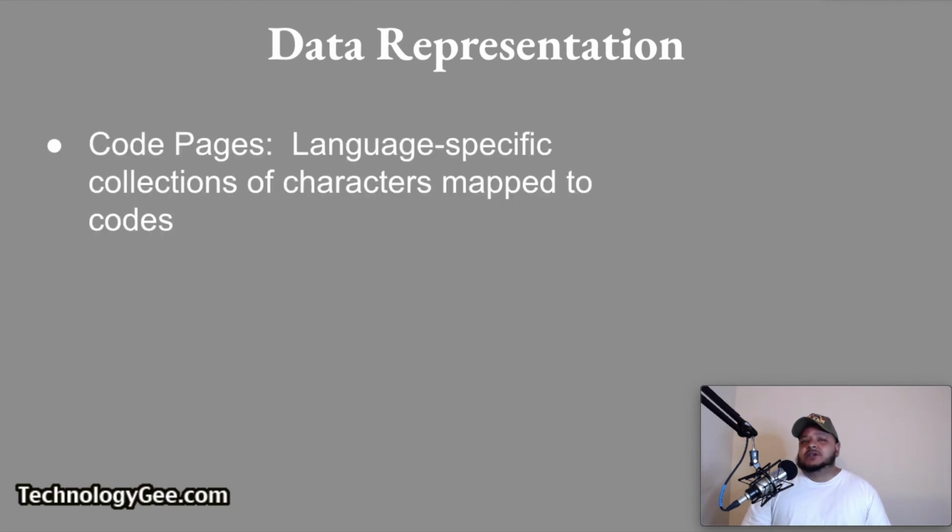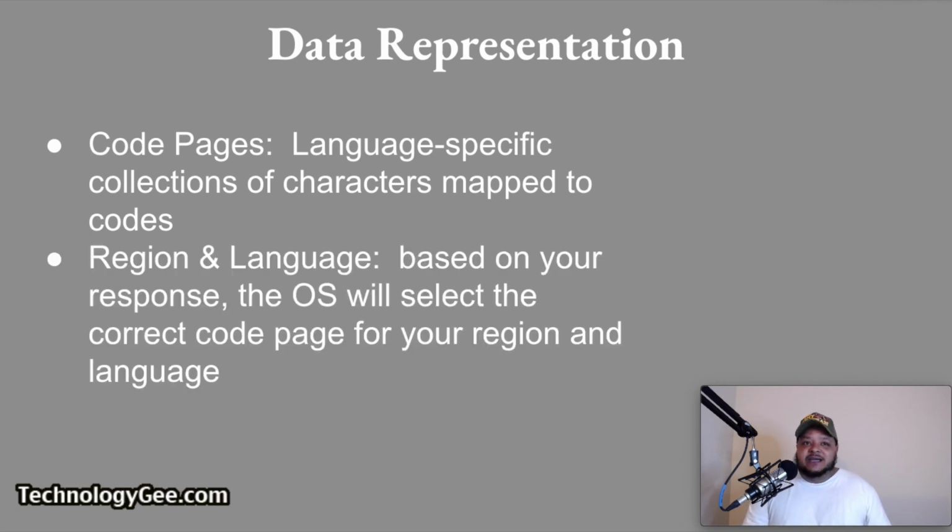Next, we have what is called code pages. Here's the thing. An issue that the standard and extended ASCII characters present is that they cannot display characters used by languages that do not use the Latin alphabet, the letters A through Z, the alphabet that we all learned in kindergarten or preschool, right? To solve this problem for operating systems to work with non-Latin alphabets or Latin alphabets that use accents, vendors produce what are called code pages, which are language-specific collections of characters that are mapped to code.